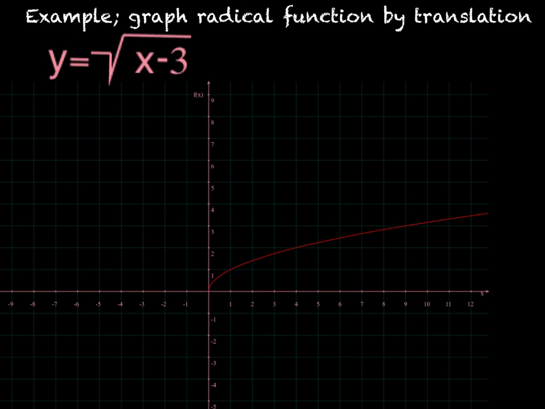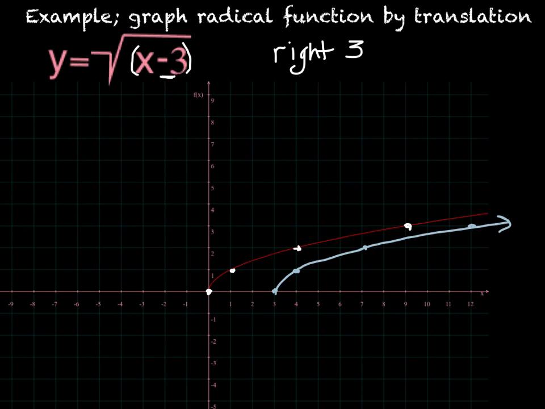For this fourth example, we have y equals the square root of x minus 3. This time again, the minus 3 is under the square root, so that means it's going to go left or right. And the minus is going to tell me that it's going to go right 3 spaces. Okay, so I take my key points, 0, 0, 1, 1, 4, 2, and 9, 3. And I'm going to move those right 3 spaces. So that would be your final answer.